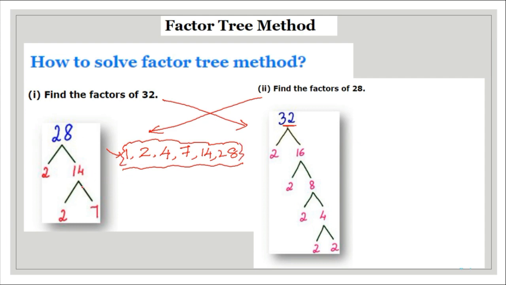This is called a tree. From this factor tree, I can elicit all the factors. In the same way, I can write the factors of 32. 1 is a factor, 2 is a factor, 4 is a factor, 2 multiplied by 2 multiplied by 2 is 8. 8 is a factor, 16 is a factor, and 32 is a factor. So the factors of 32 are 1, 2, 4, 8, 16 and 32. I have elicited all the factors of 32 by using this tree.